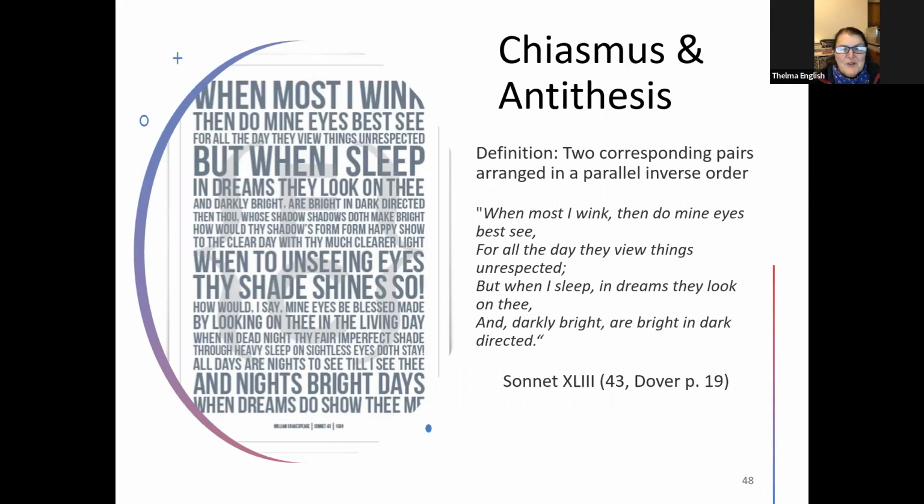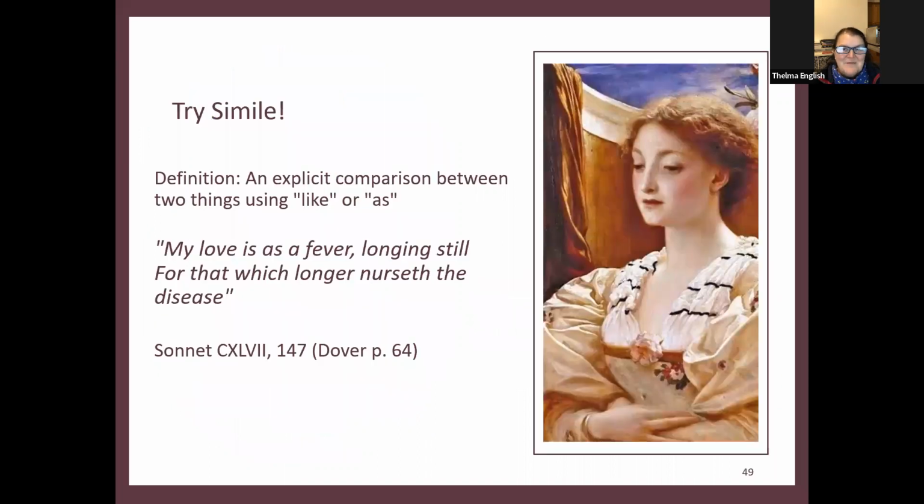Sonnet 43, Dover, page 19. Sonnet 43. When most I wink, then do mine eyes best see. For all the day they view things unrespected, but when I sleep, in dreams they look on thee, and darkly bright are bright in dark directed. We'll talk about great lines.